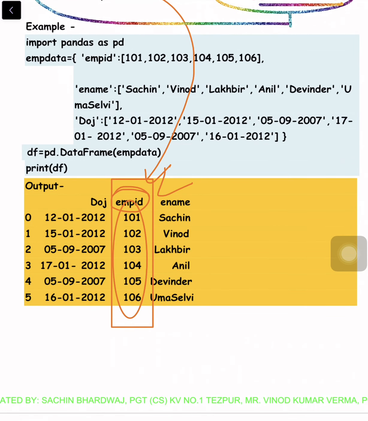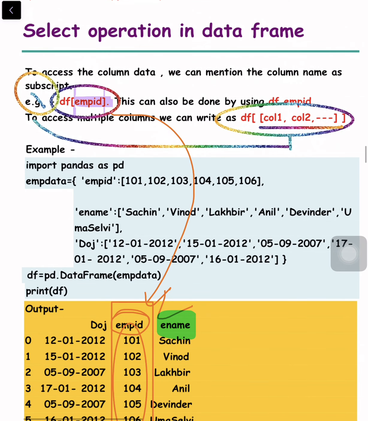In this example, we have pd.DataFrame. Let's say we wanted to extract the employee name with the first method. So what will we write? We will write the data frame name first, and then a bracket, and then the name of the column, which is ename. So we will write ename.